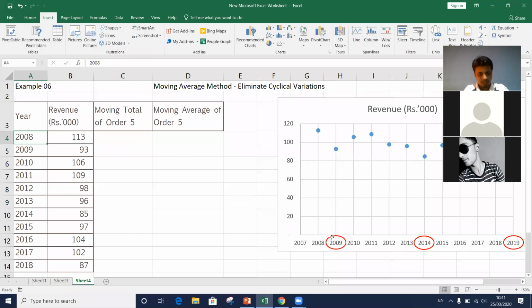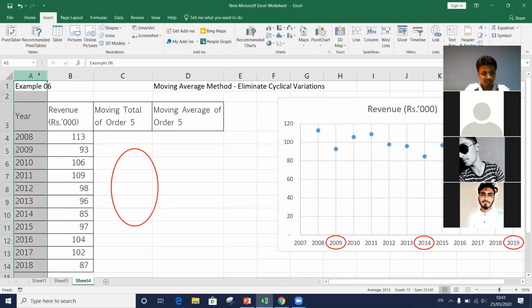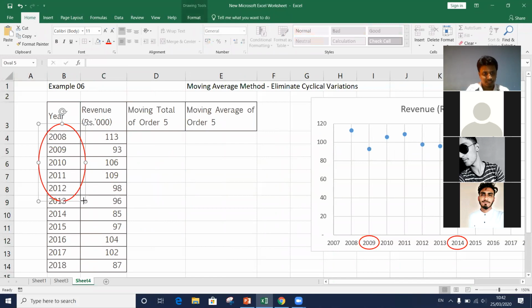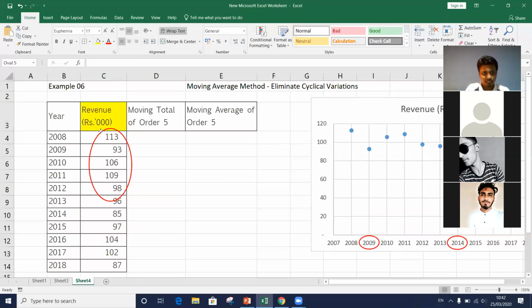Again, I will use the shape. If it is order 5, how many elements should be there in one group? There should be 5 elements. Which elements should we consider? Now we have two columns, the year column and the revenue column. Should I consider these five values, or the revenue values? The revenue values. Moving totals of order 5, we consider the revenue values, the revenue totals and revenue averages. So this is my first group.